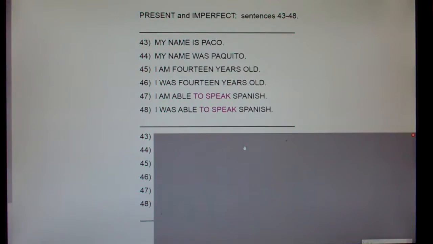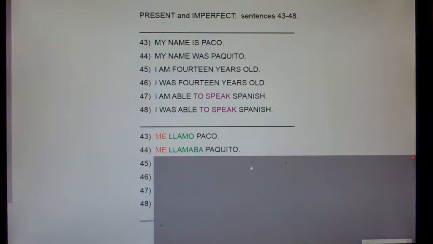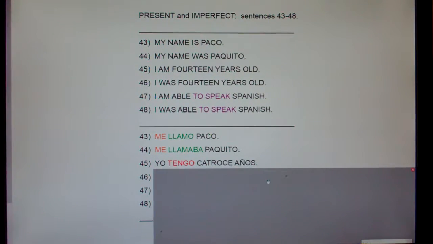My name is Paco. Me llamo Paco. 44. My name was Paquito. Me llamaba Paquito. 45. I am 14 years old. Yo tengo 14 años.